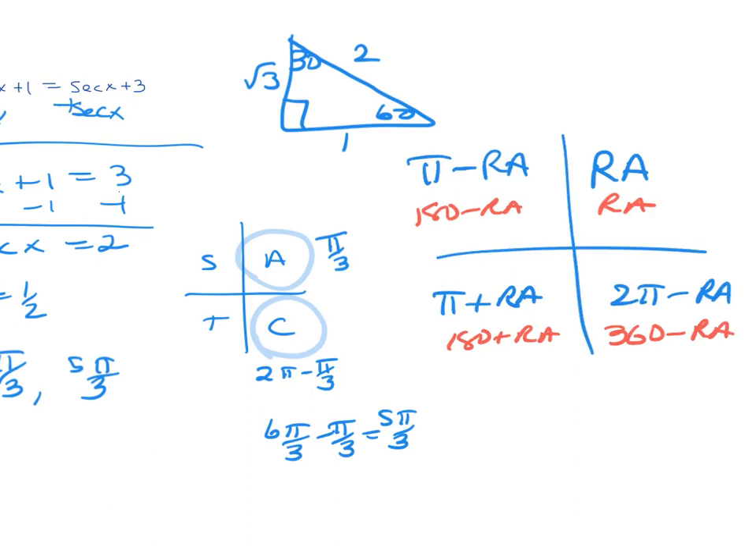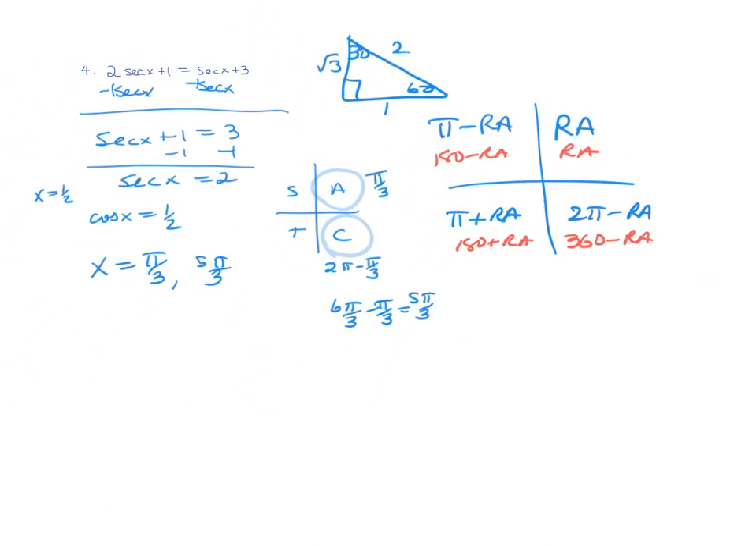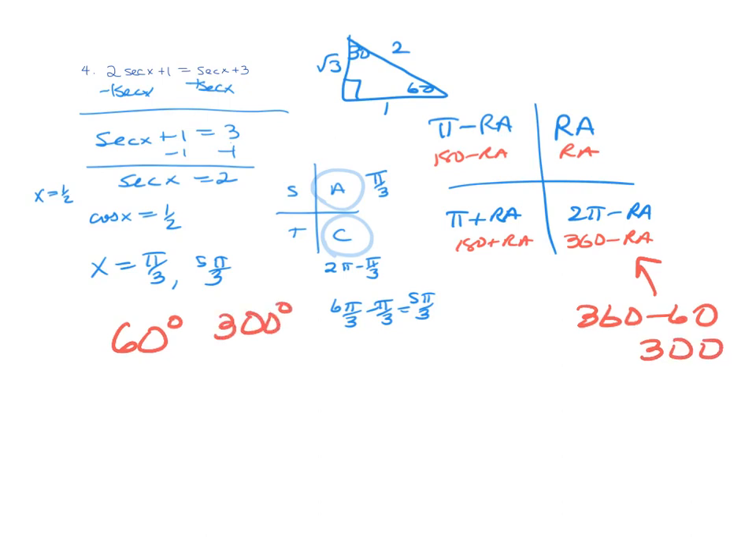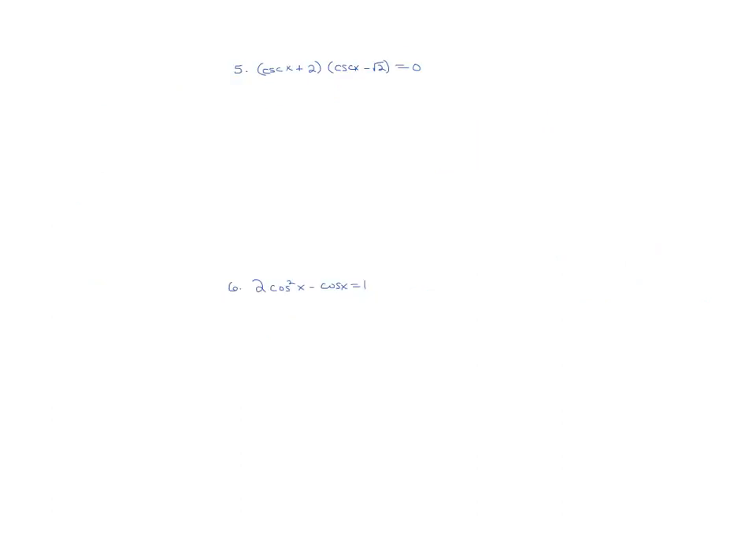If they ask you to do this in degrees, pi over 3 is 60 degrees. So then here, when I go to do it, 360 minus 60, and the other angle, the 5 pi over 3, is the 300. So again, now that you memorized the unit circle for the last test, you're going to need the unit circle again for this test. So don't forget it.